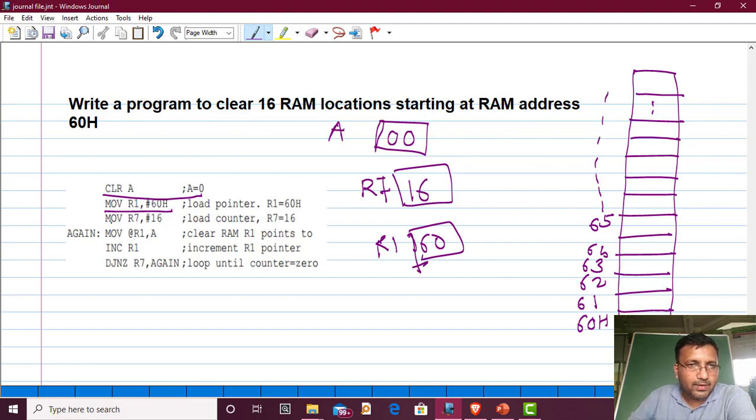I have R7 as 16. So R7 is 16. Move @R1 comma A. So A contains 00. @R1 means 00 will be moved to the location pointed by R1. R1 is pointing to 60, so my 00 will be loaded here.